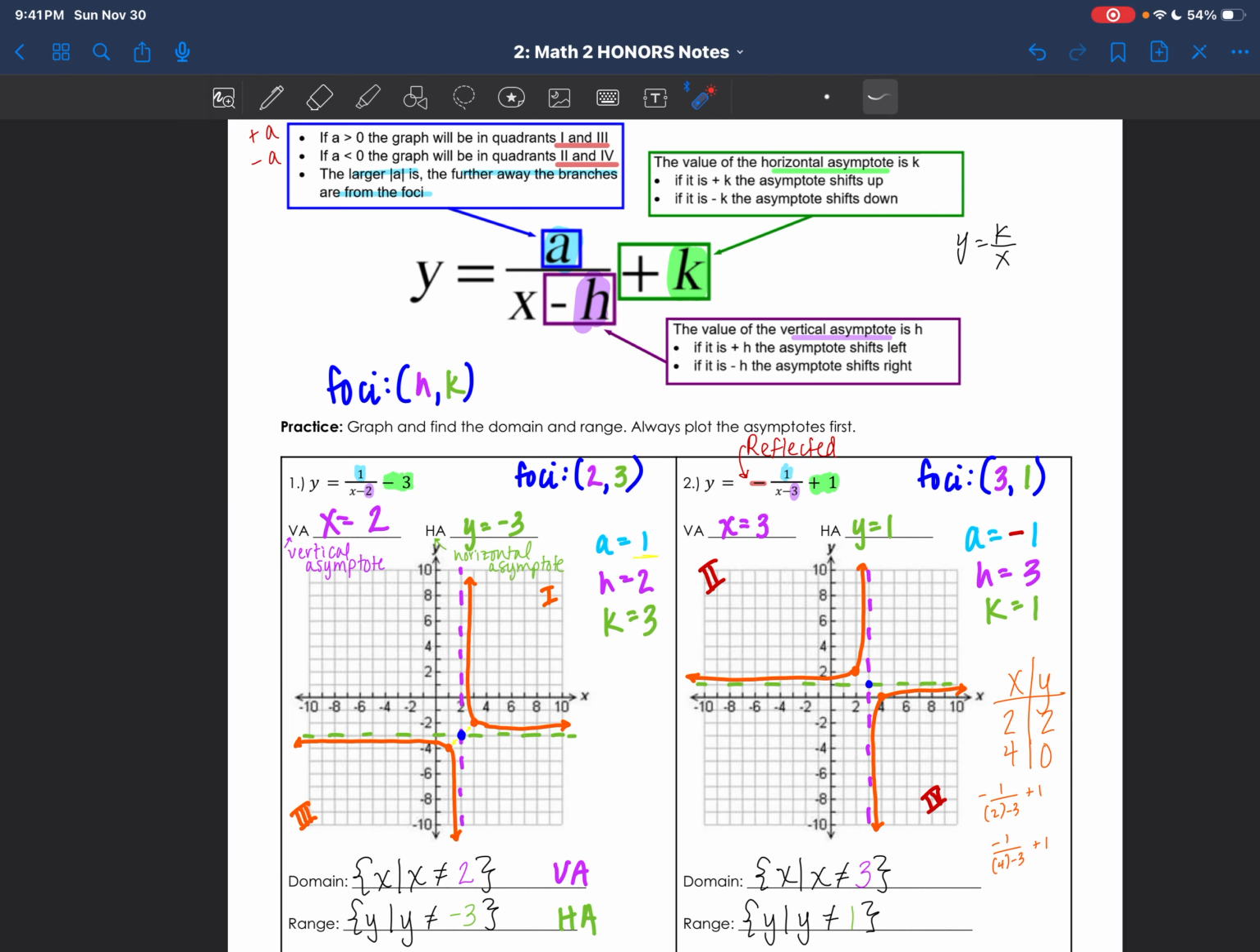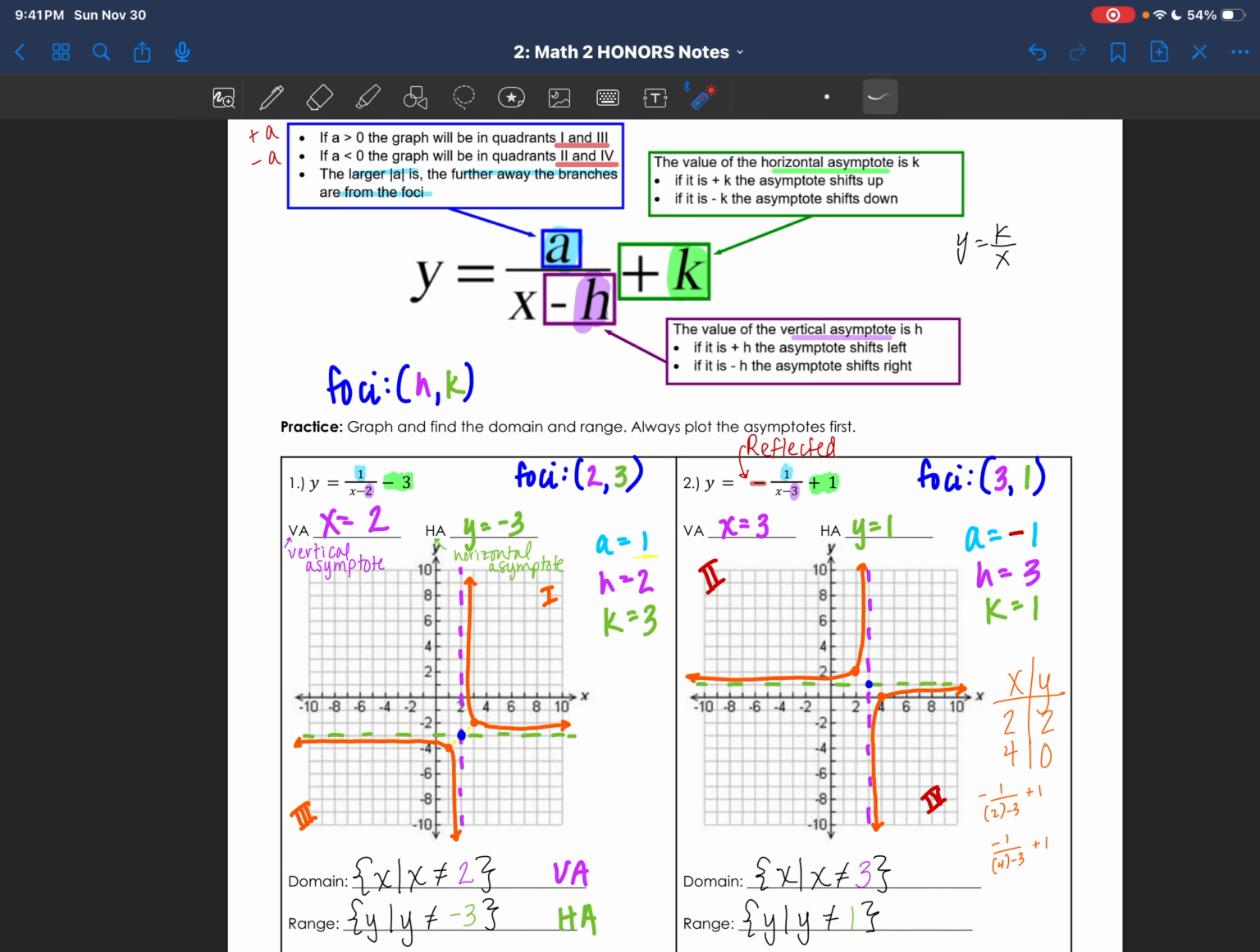All right, let's go ahead and do this next one. It says plot the asymptotes first, and that's going to shift where our XY axis is. So let's look here. Now, this one's different. A is going to be -1. So since it's reflected, we're going to do quadrants 2 and 4. So before, our branches were this way, which were quadrants 1 and 3. But since it's reflected, you're going to do quadrants 2 and 4.